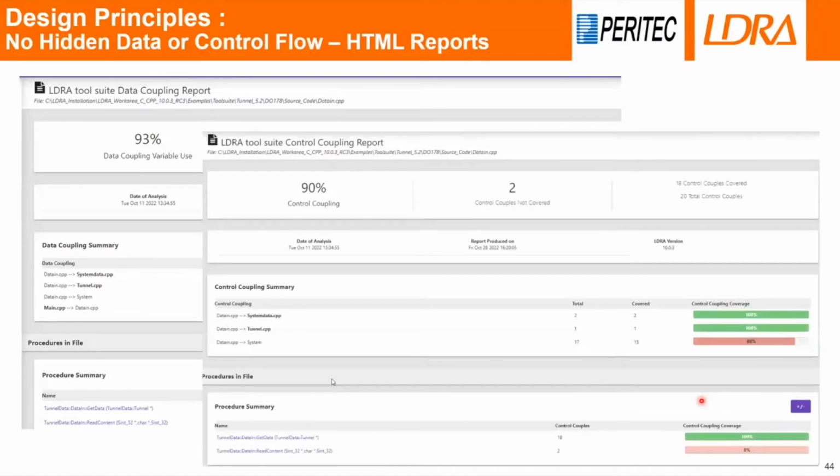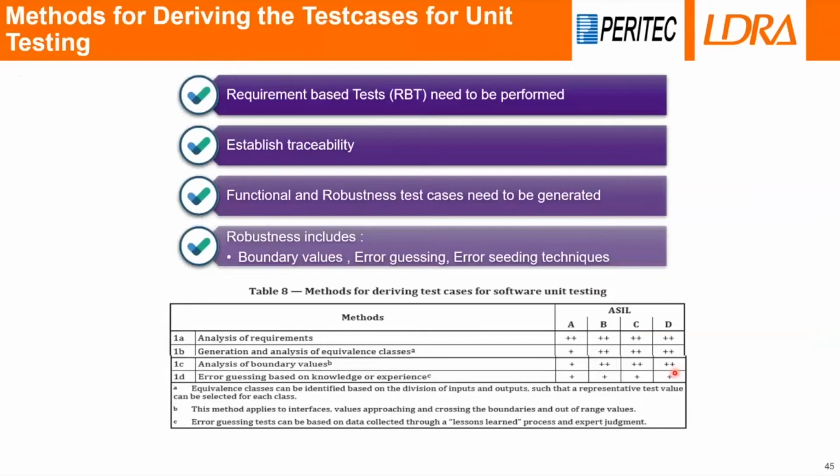And also control coupling reports are available. The tool can analyze how many control couples are there in a file, how many control couples are covered and how many are not covered. So it gives you the call from this file datain.cpp to system.cpp, and there are 17 calls and 15 calls are covered. That is the reason it is 88%. So ideally 100% coupling needs to be there whenever you do a software integration level test, component integration level test.